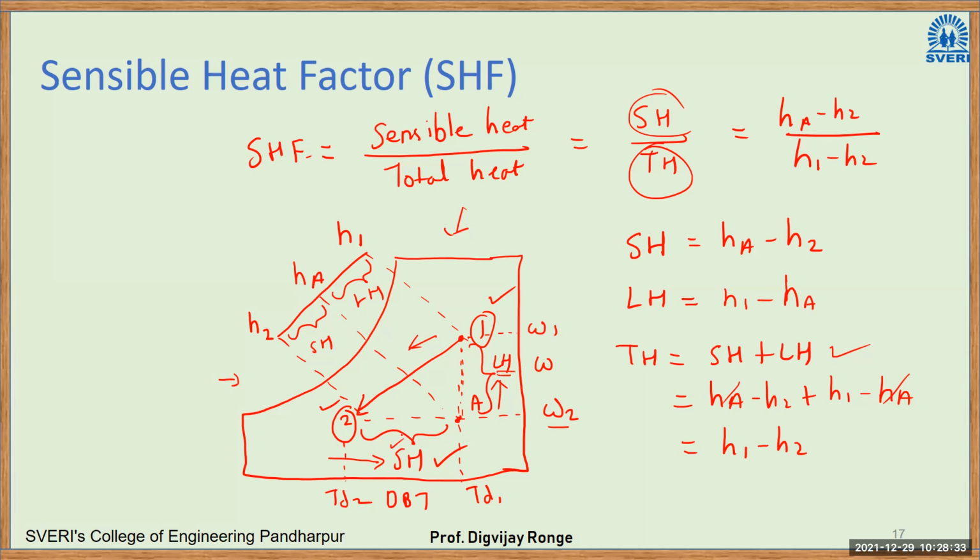So if you want to know the sensible heat factor, you have to first calculate sensible heat. How to calculate sensible heat? We have to know the enthalpies. So we have to know the enthalpy at point 2, that is H2, and the enthalpy at point A, that is HA. So HA minus H2 will be sensible heat. And the total heat will be H1 minus H2. So here is the formula: SHF is equal to SH divided by TH, which is equal to (HA minus H2) divided by (H1 minus H2). This way we calculate the sensible heat factor.